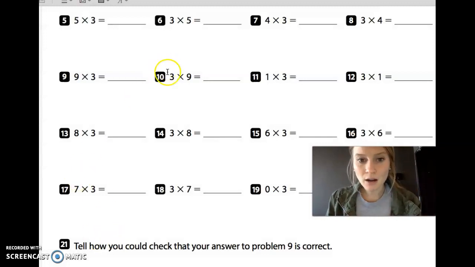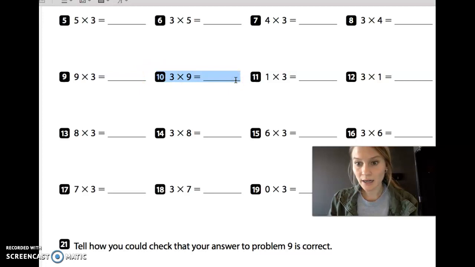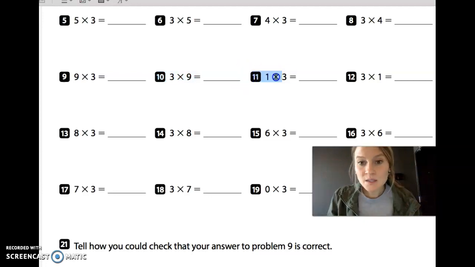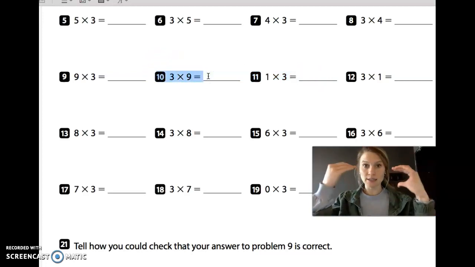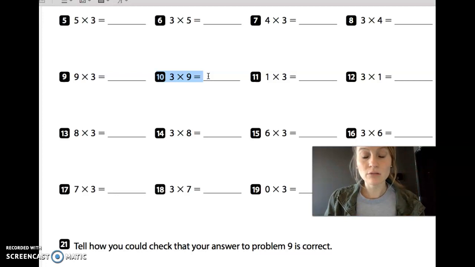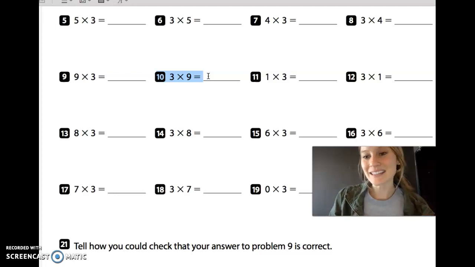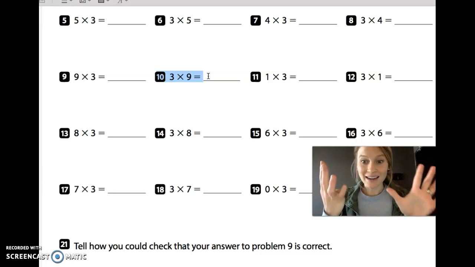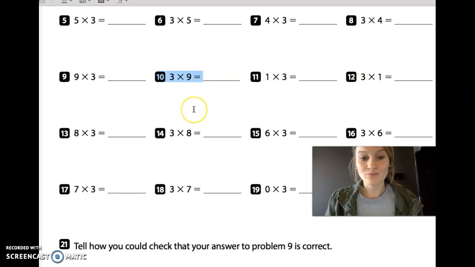So if you get stuck on this one, 3 times 9, don't just look at it and think, oh, I don't know. Skip it. Get this one, 1 times 3. And then go back to 3 times 9. And then you can kind of slow your brain down so that anxiety goes down. And you think 3 times 9, what does that mean? It's 3 9 times. Or 9 3 times. So 9 plus 9 plus 9. And what does that equal?